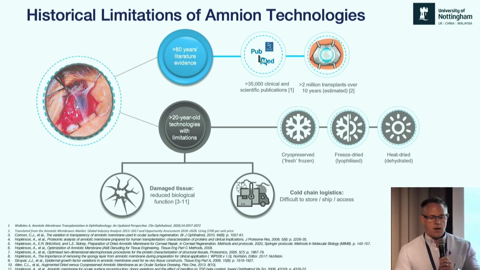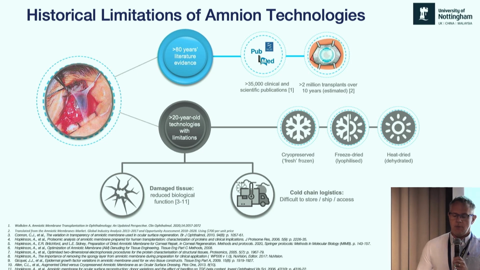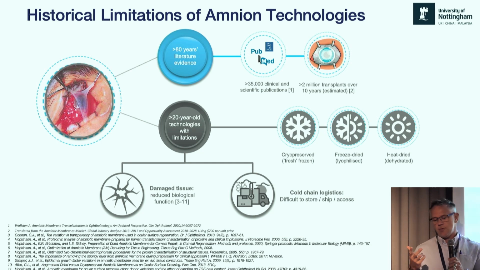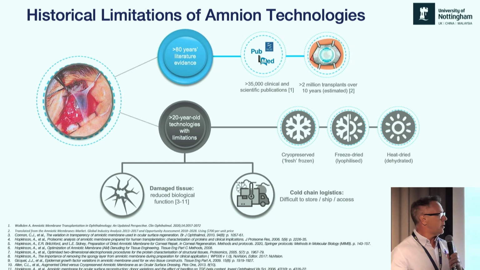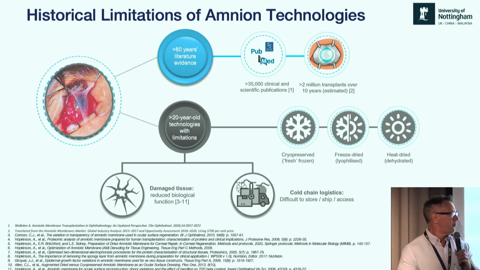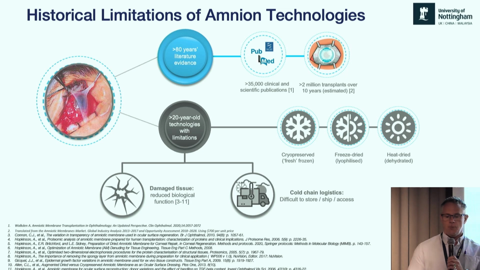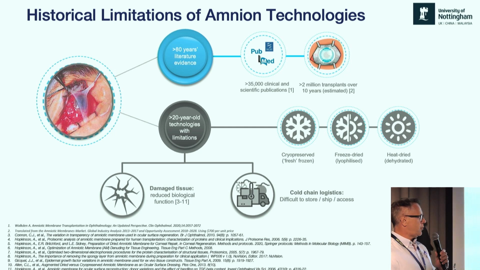When you look at the way that amnion is processed and preserved, it can be categorized into two, but three sub-areas. So amnion can either be preserved frozen, which is referred to as cryopreserved or fresh frozen, or it can be dried, traditionally using freeze drying or heat drying. The core backbone of these technologies are over 20 years old, and they were developed when scientists didn't really understand what happened to the amnion when they were preserved.